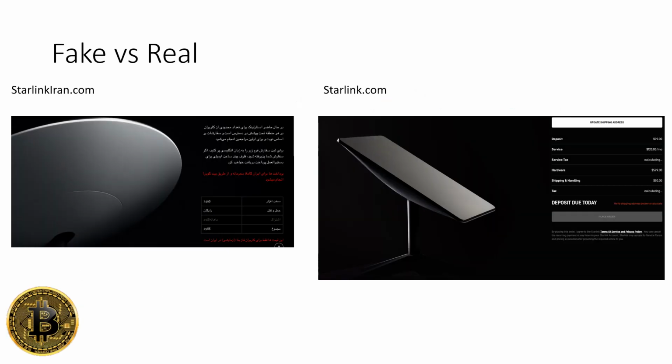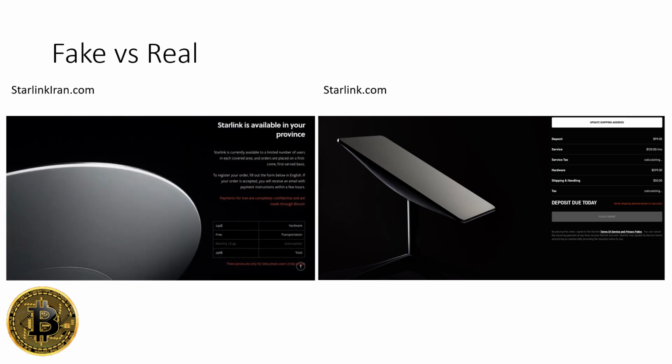This slide shows the similarities between the fake and the authentic site, with slight differences between the two.